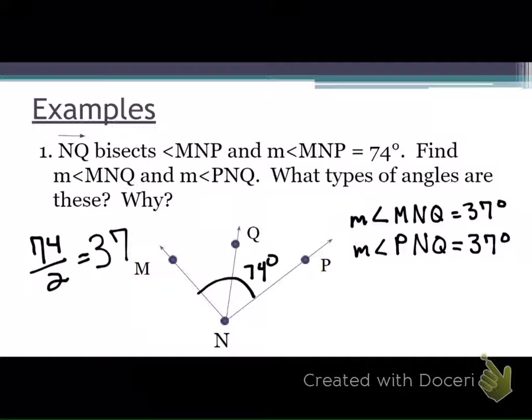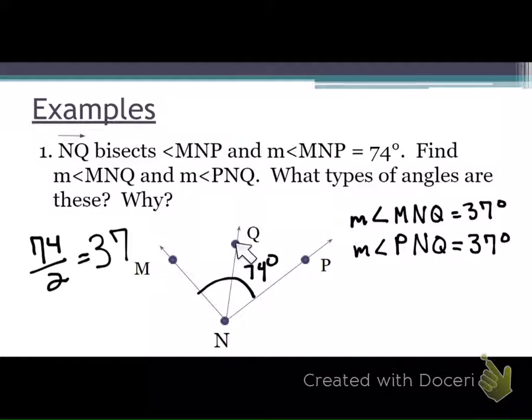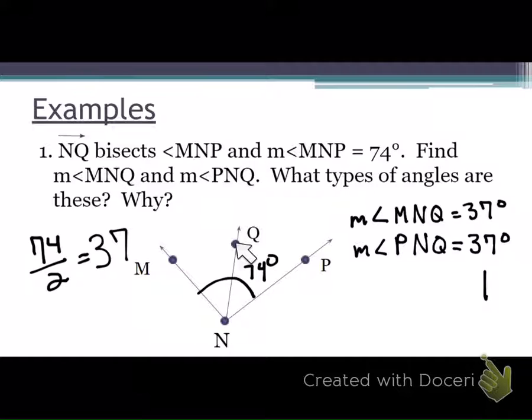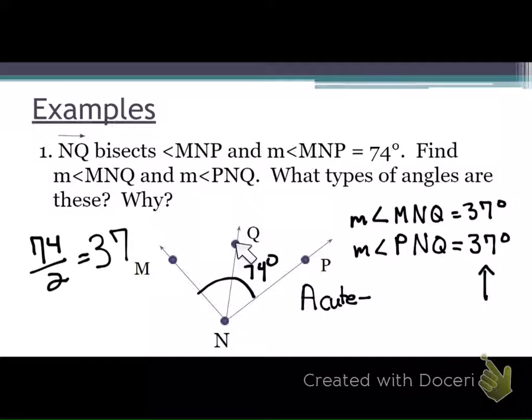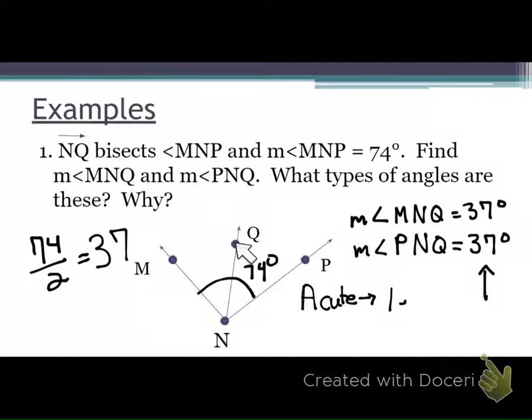What do we think? What type of angles are these? What type of angles are 37 degrees? 37 degrees are acute angles. Acute, why? Because it's under 90 degrees. It's in the under 90 range. It's less than 90.